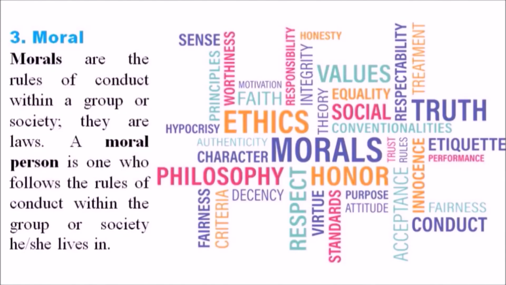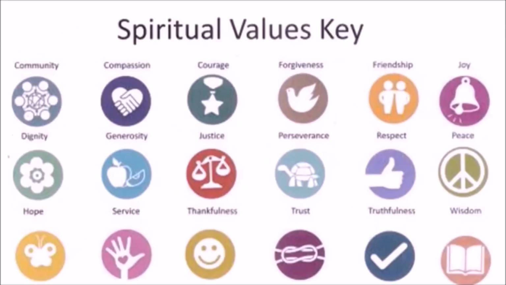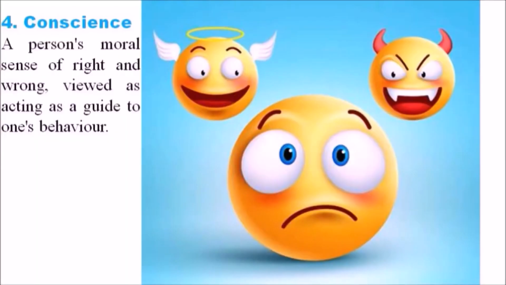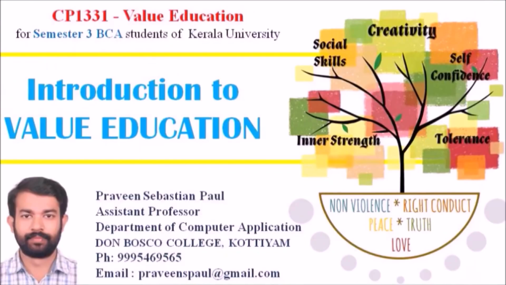And the third point is moral value, which means the moral or behavioral code of conduct: how you behave toward another person, how you behave in society, or how you behave in a situation. And the fourth point is conscience, that is a person's moral sense of right and wrong, which can be viewed as acting as a guide on behavior. Hope you have understood this introduction to our subject, value education.